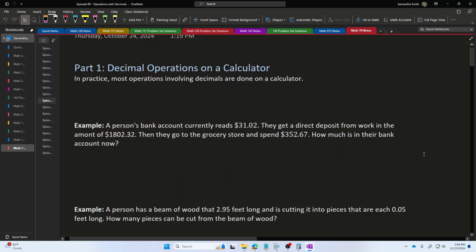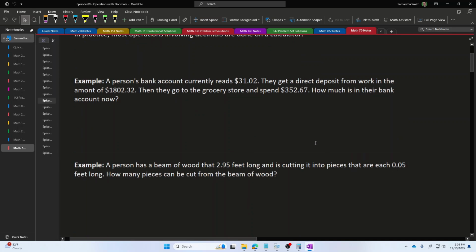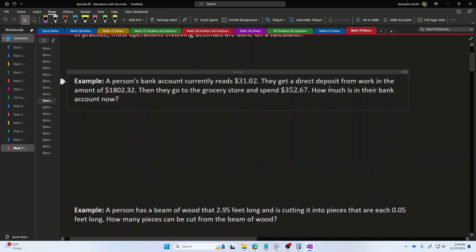So, for example, if someone says, okay, my bank account currently has $31.02 in it, then I get a deposit in the amount of $1,802.32. Then I go to the grocery store and I spend $352.67, these post COVID prices, right? So if that happens, how much is left in my bank account at the end of this process?